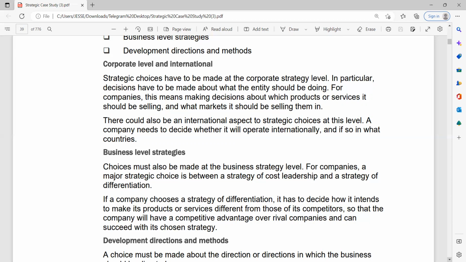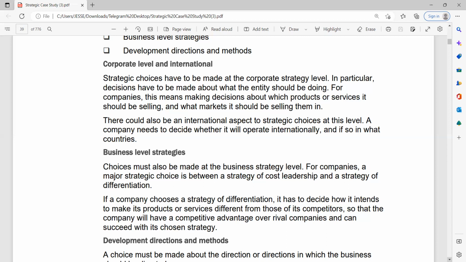So in essence, they are top level strategic choices. These are strategic choices that are made by the senior management level, and then it trickles down to the entire firm. Very, very important.